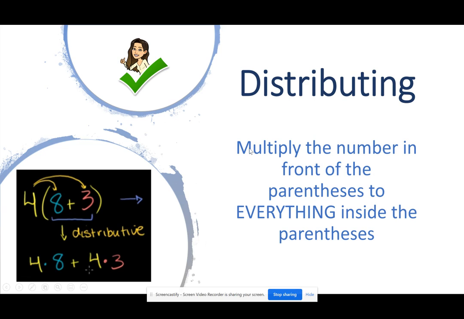To start off, when you are distributing, you multiply the number in front of the parentheses to everything inside the parentheses. This would include the sign in front of that number too. In this example, we have 4, and you multiply 4 times 8, and then also the 4 times the 3. But if we had a negative sign in front of this 4, it would carry to both numbers. So you would distribute that whole -4.